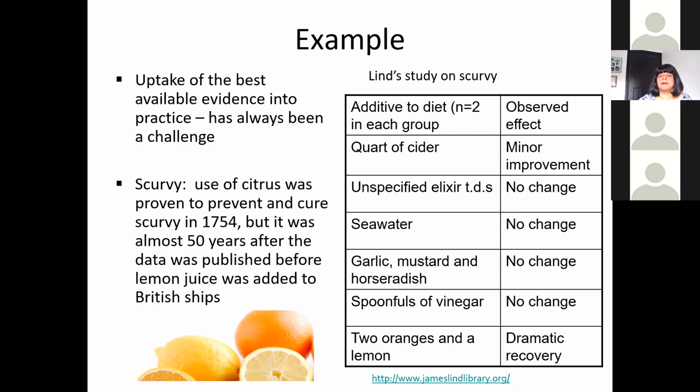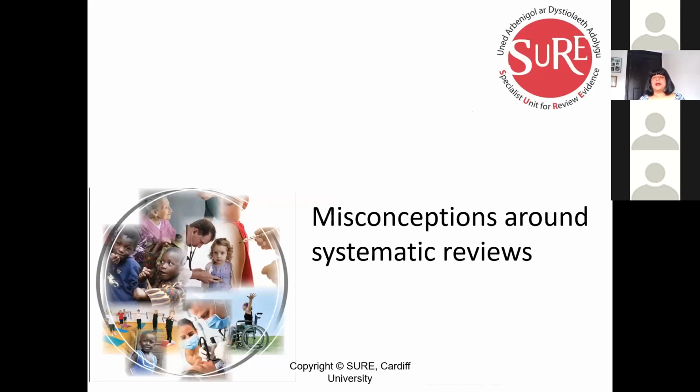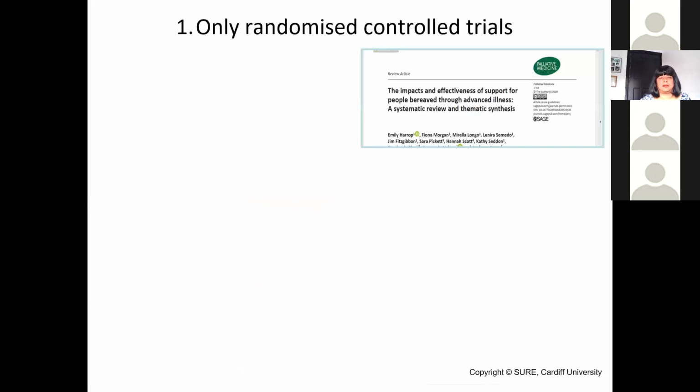Now I'm going to talk about some misconceptions around systematic reviews, and I'm quite sure that some of you might even have questions related to certain issues when it comes to systematic reviews, whether it's true or false. So let's have a look at some of these misconceptions. It's been said that only randomized controlled trials can be used in a systematic review. This has been said for many years, and some people are still under the impression that you can only do a systematic review if you have randomized controlled trials.